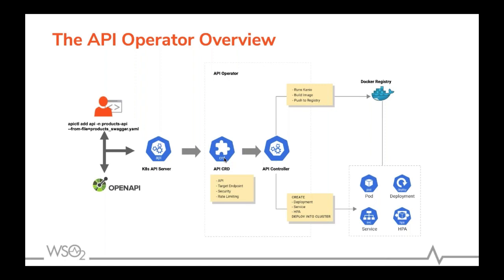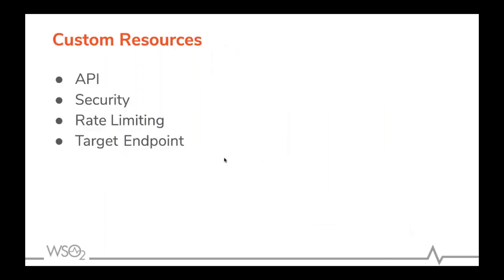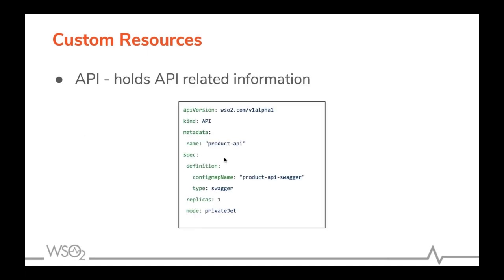I'll explain the custom resource definitions, how we have come up with them. We have four basic custom resource definitions: API, security, rate limiting, and target endpoint. If you take the API custom resource definition, it holds the API related information.